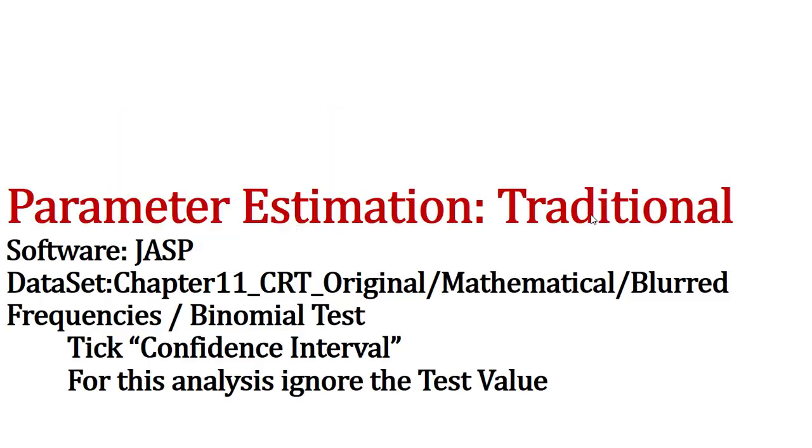For the traditional frequentist approach, it hasn't been very useful for parameter estimation, but by using a trick here we can use it. Instead of using the whole data set, we use data sets that include only one problem at a time. So we've got a data set for the original cognitive reflection test, another for the mathematical, and another for the blurred type of problem. And then we are going to use a binomial test and obtain the confidence interval of the proportions.